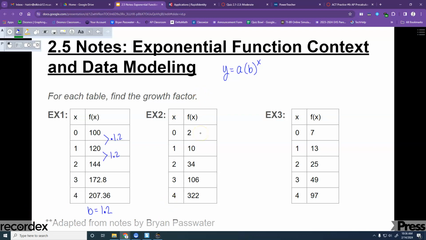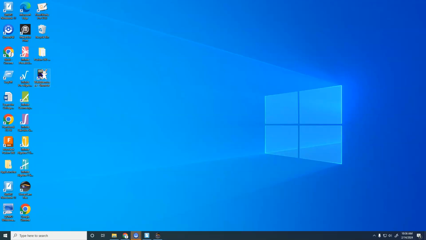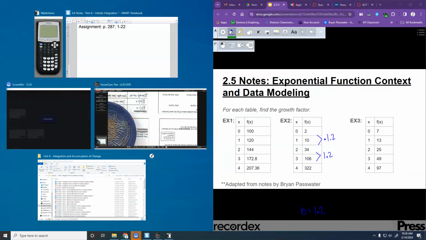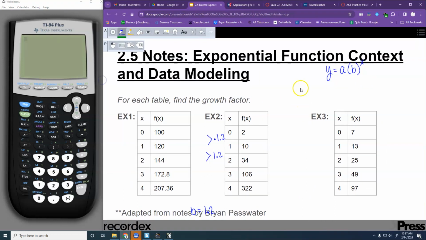So, what about the second one? I'm going to pull up my calculator. If we're just looking from 2 to 10, what can you multiply 2 by that would give you 10? 5, right? But then 10 times 5, obviously, is not 34. So this one's going to be weird, right?